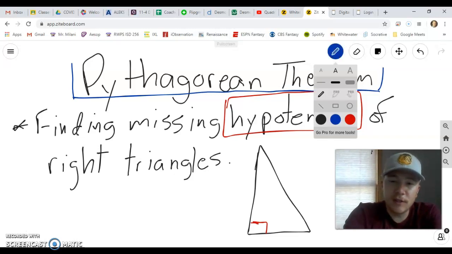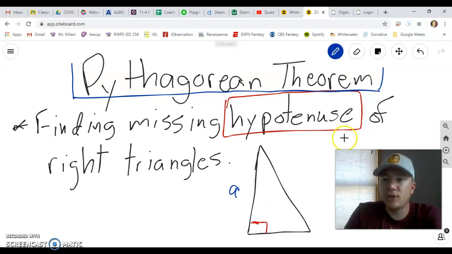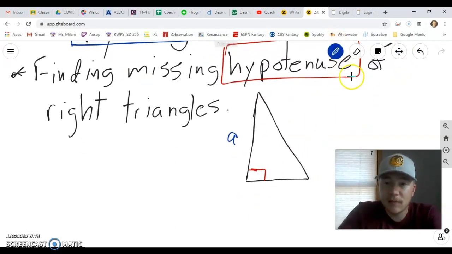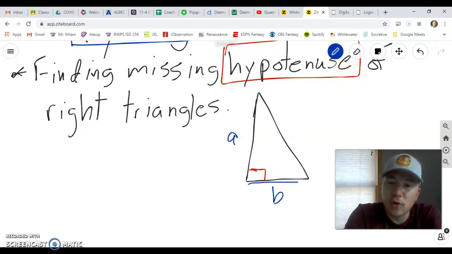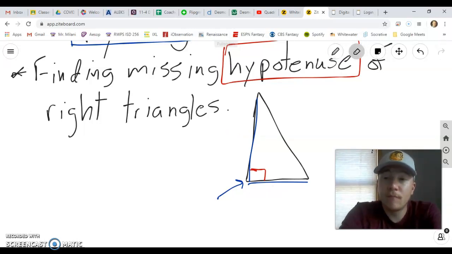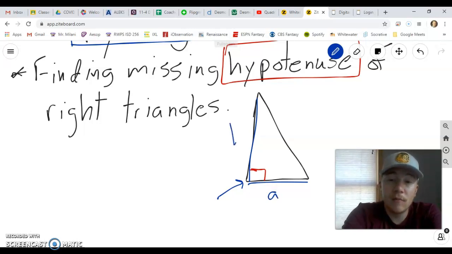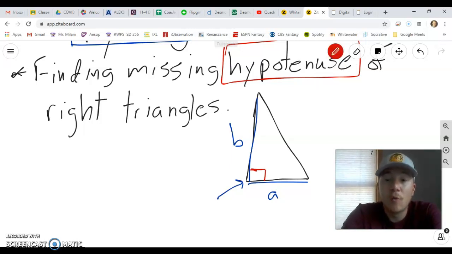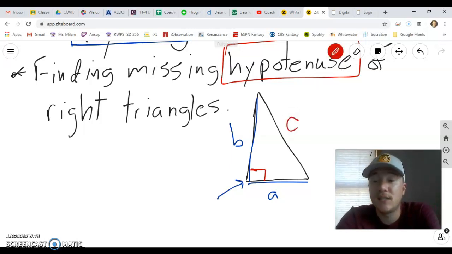But what does matter when we're talking about our equation is that the legs, the two shorter sides, the two sides that meet to make that right angle, they're A and B. Doesn't matter which is which. A could be down here, B could be over there, doesn't matter. A and B are the legs. It does not matter which one you call A, which one you call B. But what does matter is that the hypotenuse is C.